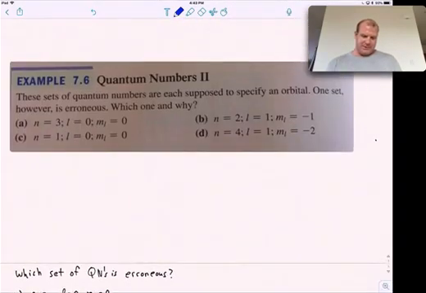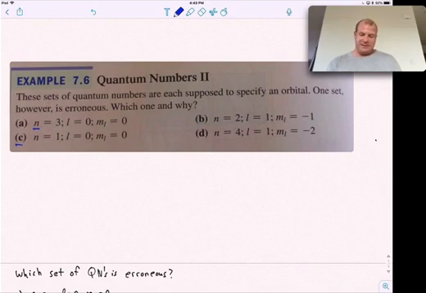Okay, so one of these is erroneous. Which set of quantum numbers is erroneous? Let's go to each one. If n is 3, L can be 0, 1, or 2. L being 0 is fine, and if L is 0, m sub L has to be 0. That's fine. Look at B. If n equals 2, L can be 0 or 1. L being 1 is fine. If L is 1, m sub L can be minus 1, 0, or 1. Being minus 1 is fine. Okay, that's good. Going to C. n equals 1, L has to be 0. If L is 0, m sub L has to be 0. That's fine.